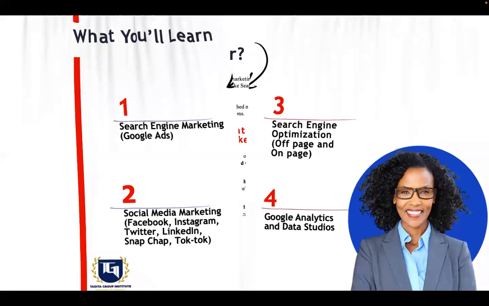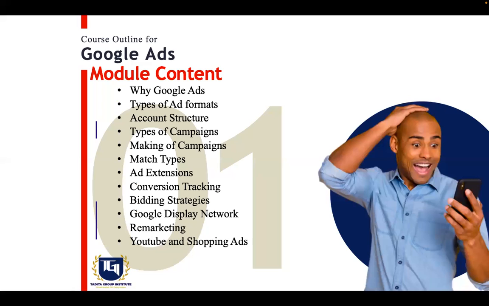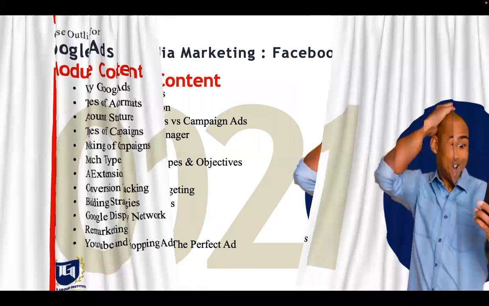Now, these are the course content of the program. We have Google Ads, all right? I've just explained everything to you in summary, so I'm not going to go into details again, all right? For Google Ads, this is what we are going to look at. We have Google Ads 1 and 2, which you're going to look at in the course.